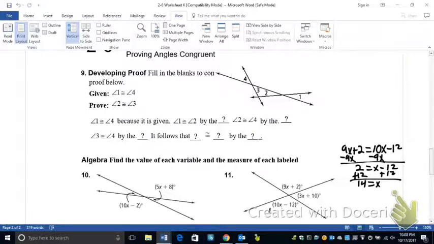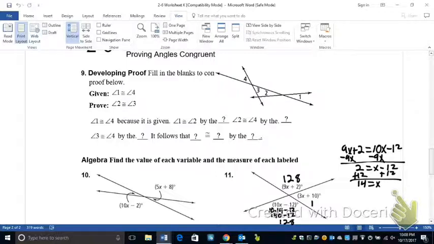Okay, so now we have to plug 14 in there. We get 10 times 14 minus 12. It's going to give us 140 minus 12, or 128. I can double check that if I wanted to, but I'm going to trust myself. So I go up there as 128.